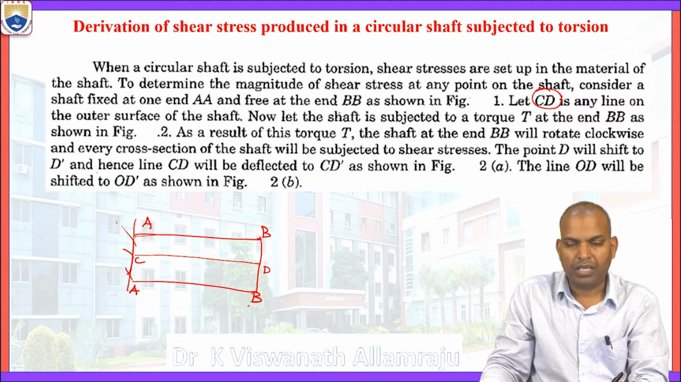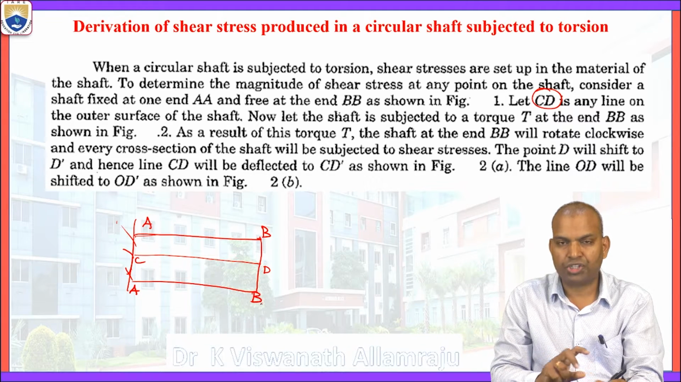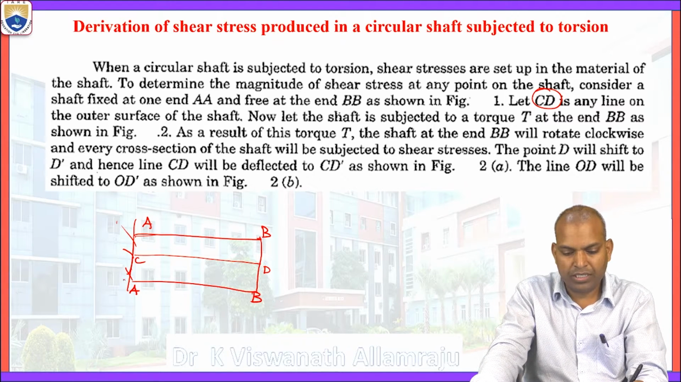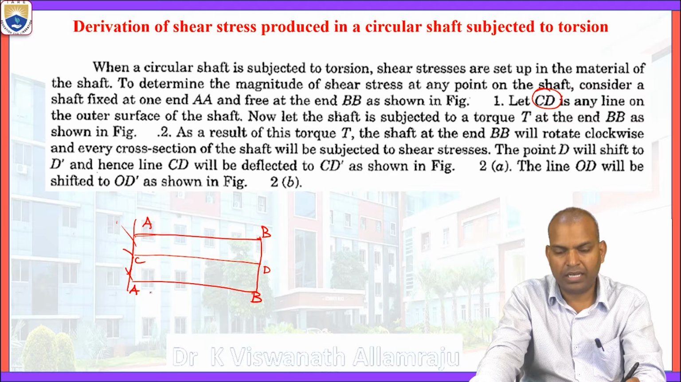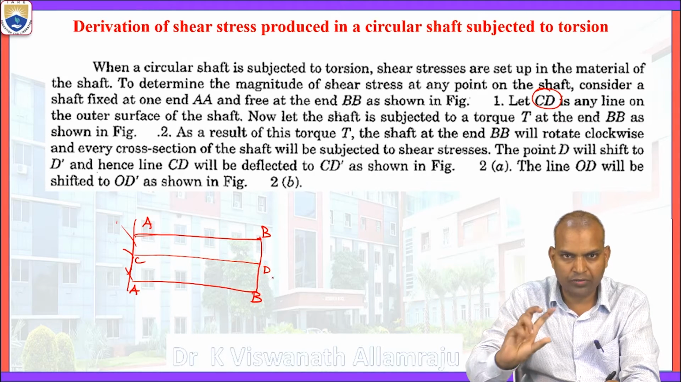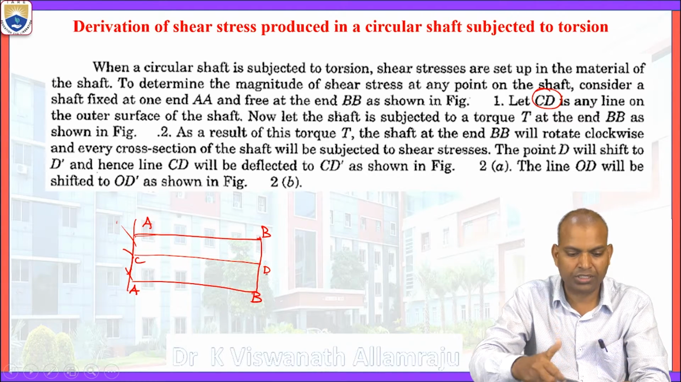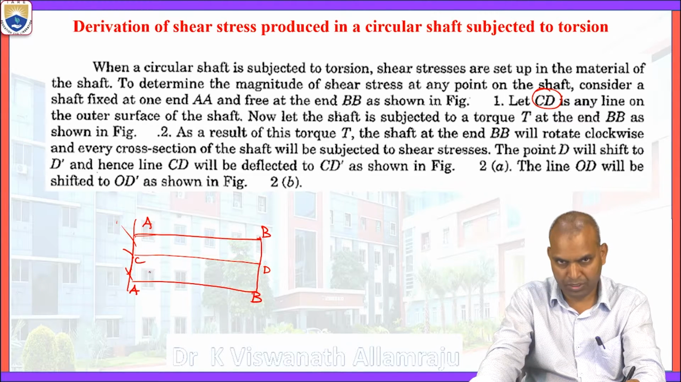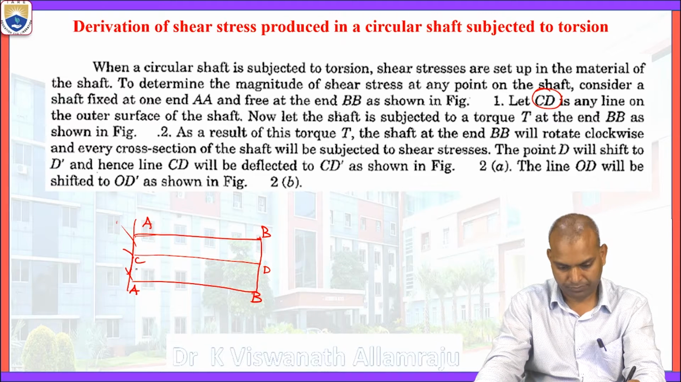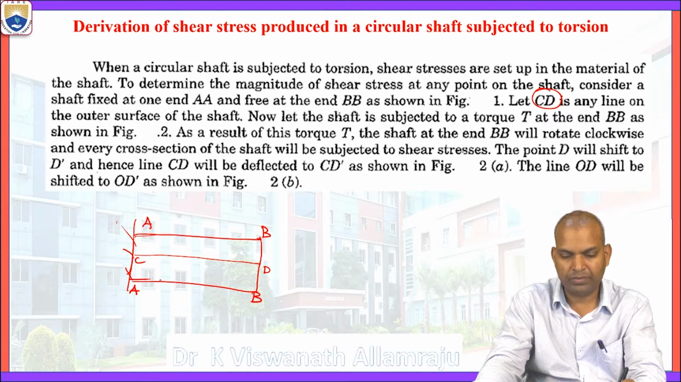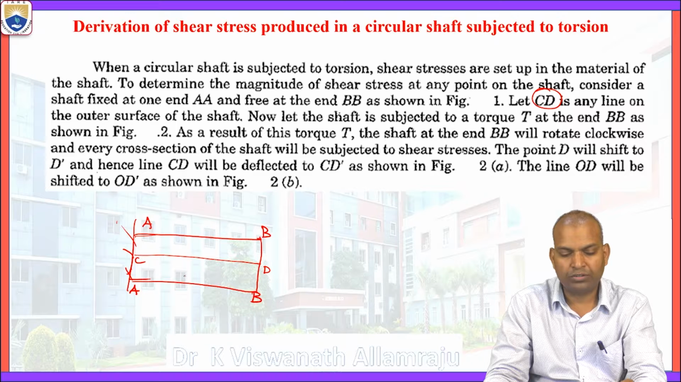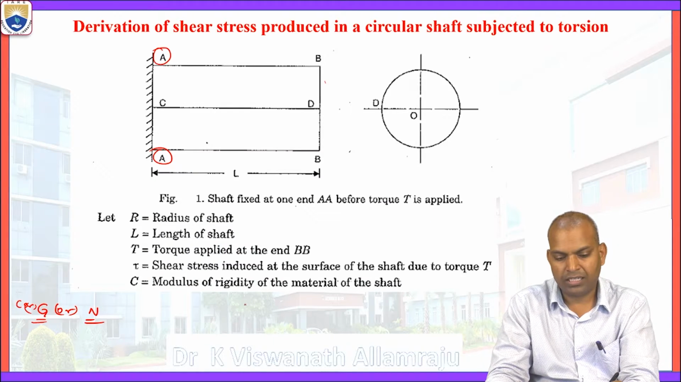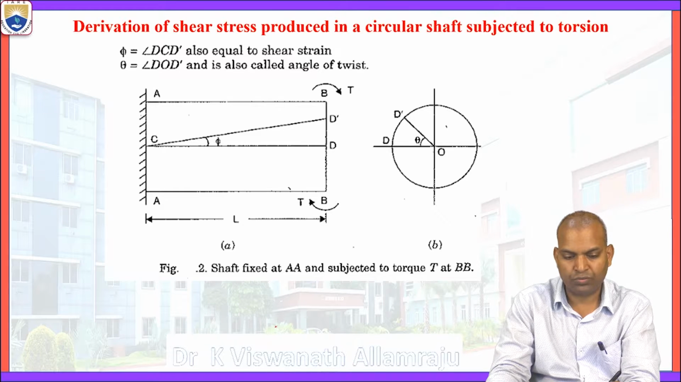Now, as a result of this torque, we applied the torsion, the twisting moment. As a result of the torque, the shaft end B will rotate in the clockwise direction, and every cross section of the shaft will be subjected to shear stresses. The point D will rotate and shift to D dash, and hence CD will be deflected to CD dash, which we can see in figure 2b also.